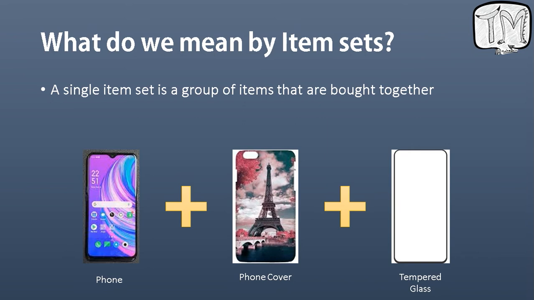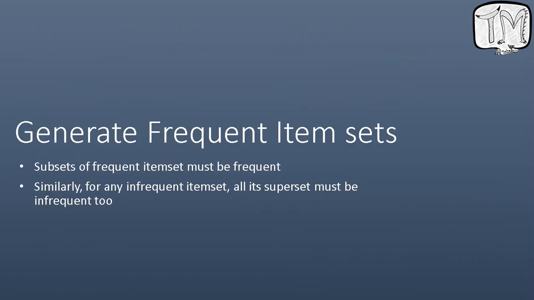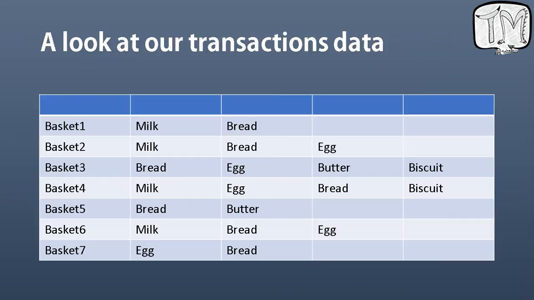So let's say our tempered glass is infrequent, okay. So any superset or any set which contains tempered glass will be infrequent as well. So in our case, if our tempered glass is infrequent, then this item set containing phone cover and tempered glass will also be infrequent, okay. So these are the two properties using which we expand the item sets in the Apriori algorithm, okay. So now let's see how they also apply for FP growth, okay. This is the transaction data which we also used for Apriori.